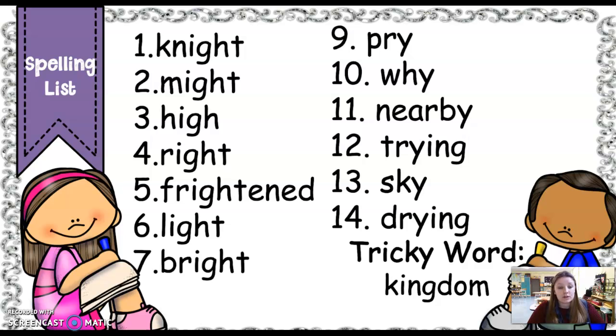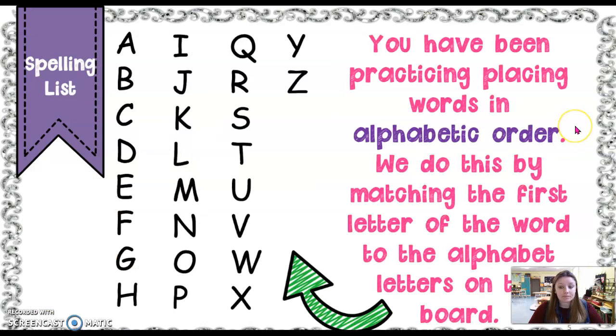Notice that words 1 through 14 all make the I sound. Our first half of them use IGH to make that I sound, and the second half use the letter Y to make the I sound.